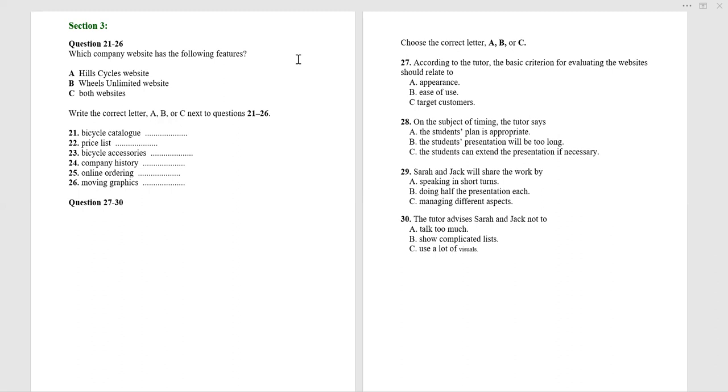B, as you have mentioned C. Yeah, that's what I'm saying. The 30th will be B. And 37th will be A. Neither A, neither B, it's C. Oh, is it? 27 says, according to the tutor, best criteria for evaluating the website should relate to. So the answer you have given like A or B. Yeah. Appearance and ease of use. But the actual answer is C, the target customer, according to tutor. But okay. They have focused more on appearance and ease of usage to students.